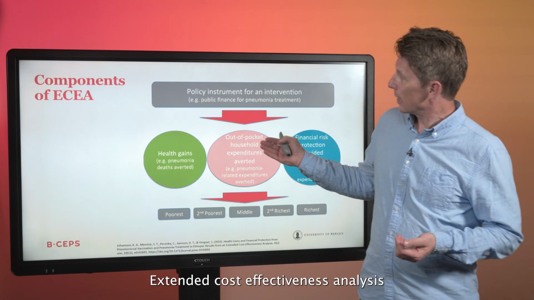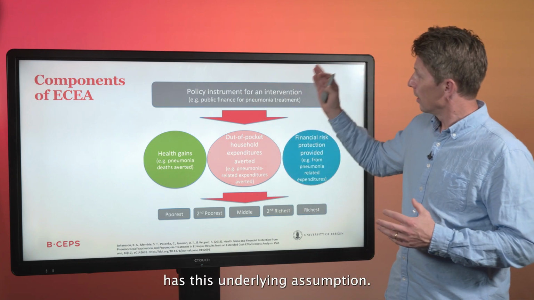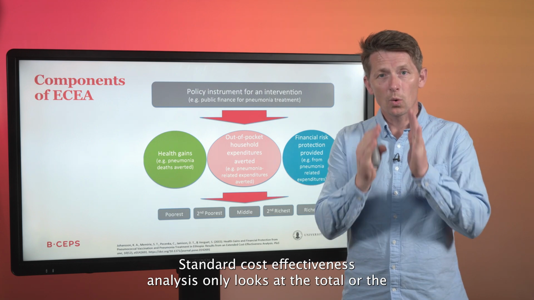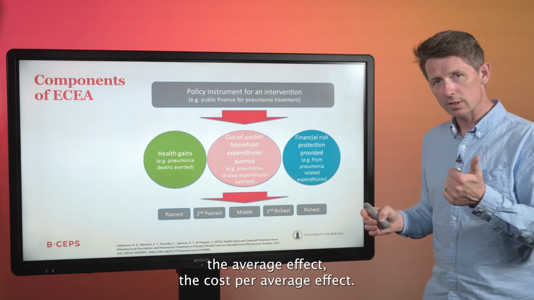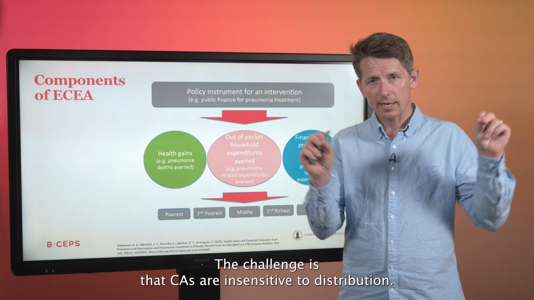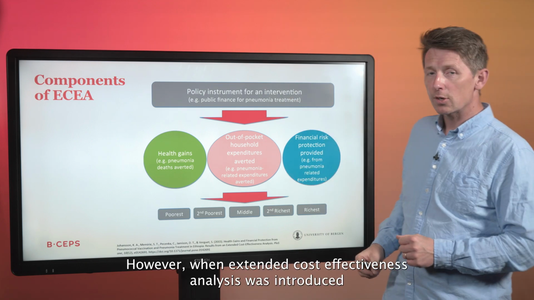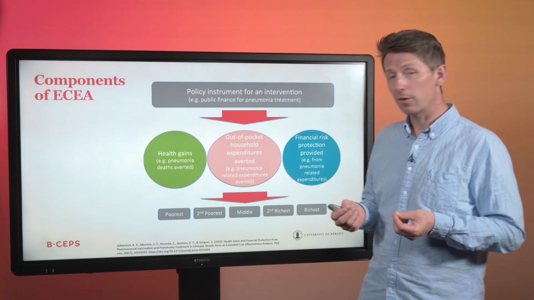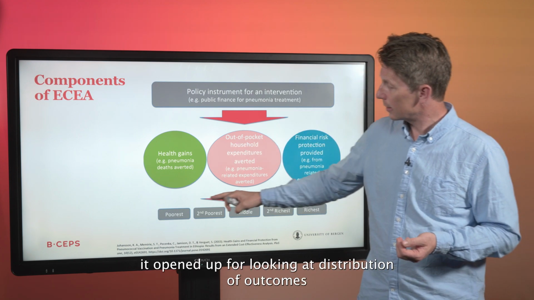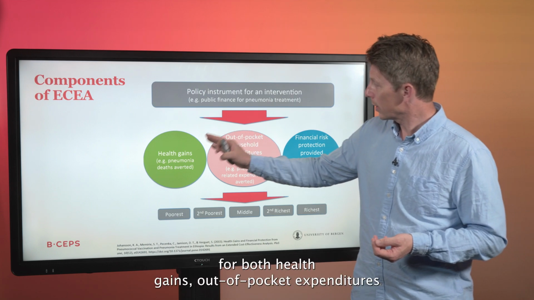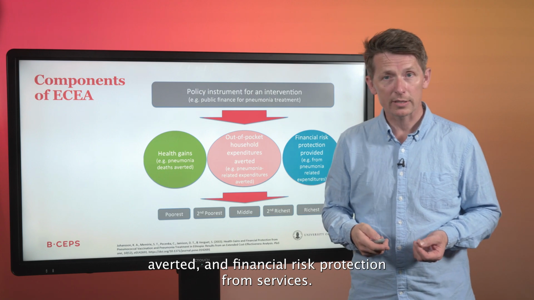Extended cost-effectiveness analysis has this underlying assumption. Standard cost-effectiveness analysis only looks at the total, or the average effect, the cost per average effect. The challenge is that CEAs are insensitive to distribution. However, when extended cost-effectiveness analysis was introduced from DCP3 in 2016, it opened up for looking at distribution of outcomes for both health gains, out-of-pocket expenditures averted, and financial risk protection from services.